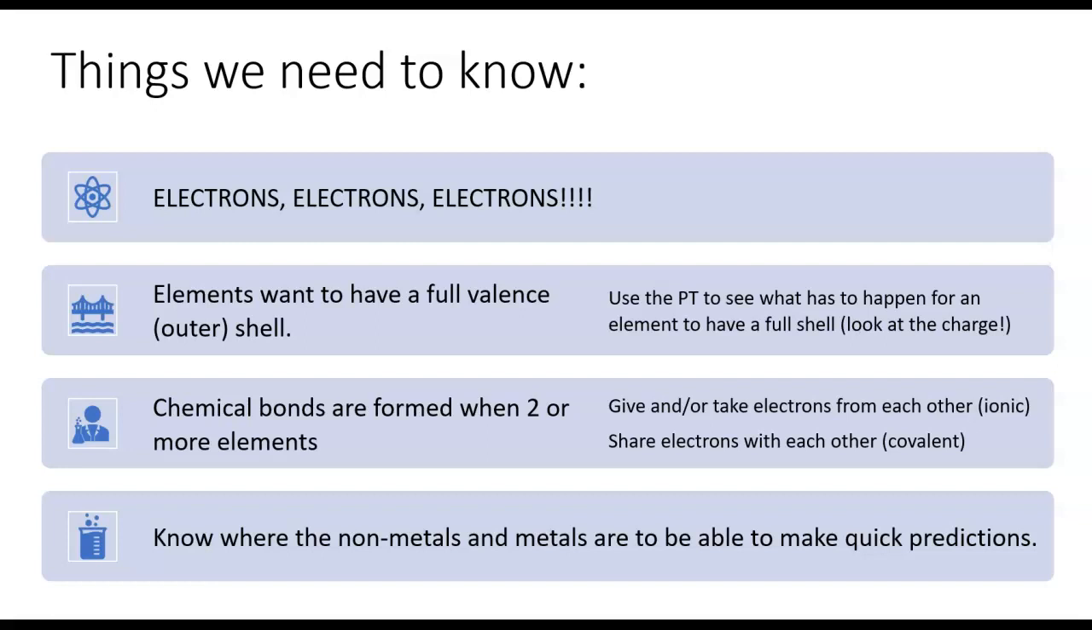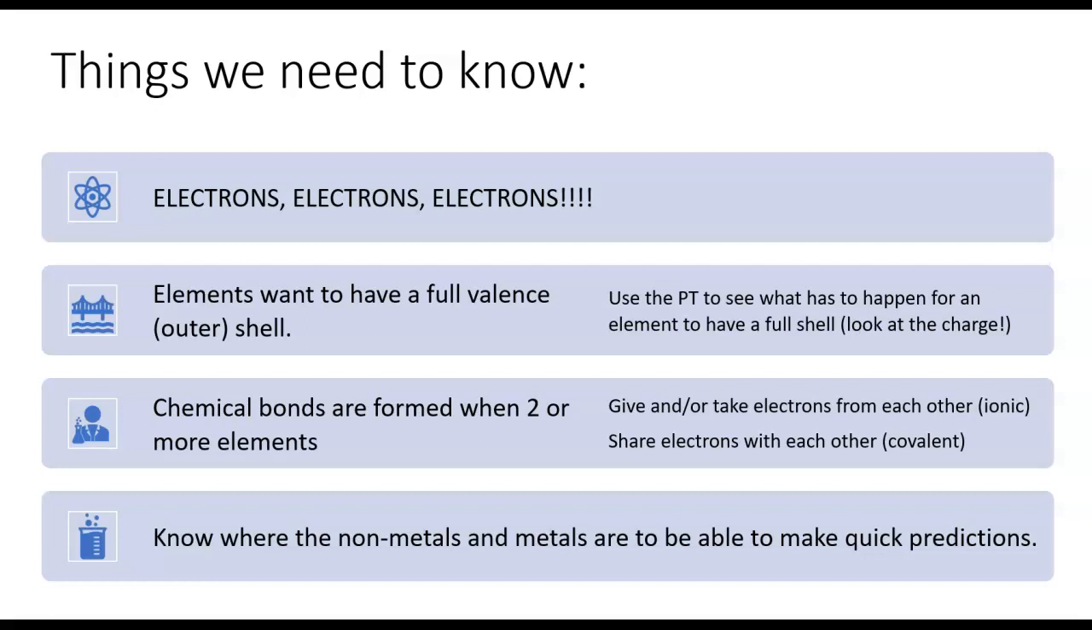The first thing is everything about chemical bonds has to do with the electrons, okay? For all practical purposes, we're ignoring the protons and the neutrons. Everything that's going to happen in terms of one element combining with another element is going to involve some kind of interaction of the electrons, those negatively charged particles. The second thing is that elements want to have a full valence or outer shell of electrons. That makes them the most stable, okay?